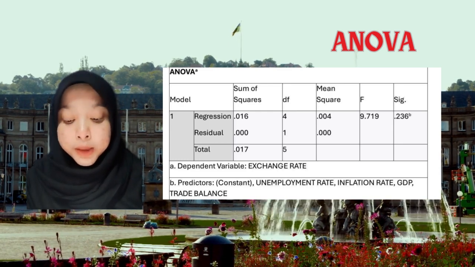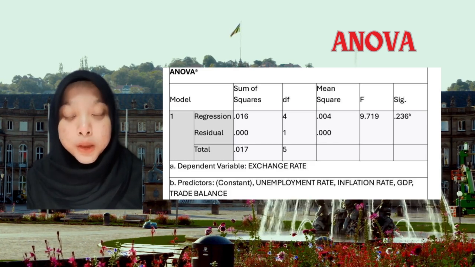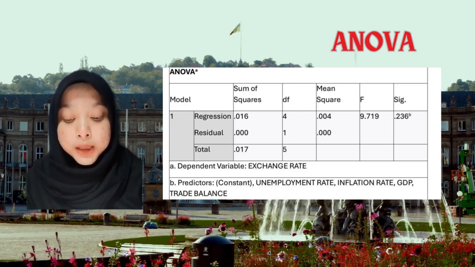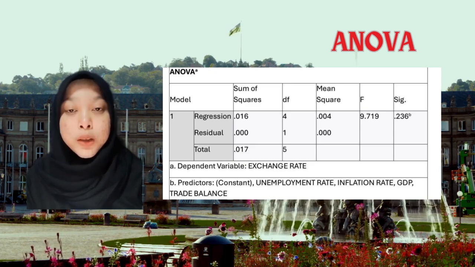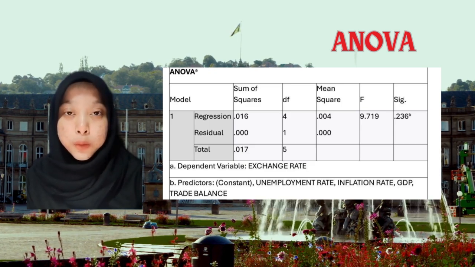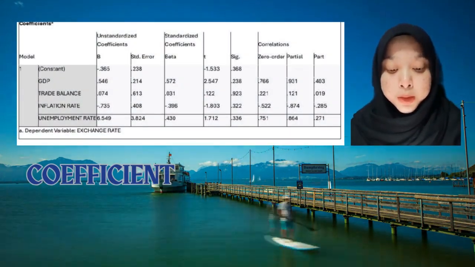But the real kicker is the significance p-value equal to 0.236. This indicates that the model isn't statistically significant, as we typically look for a p-value below 0.05. In this page, I'm going to talk about the coefficients from our analysis.